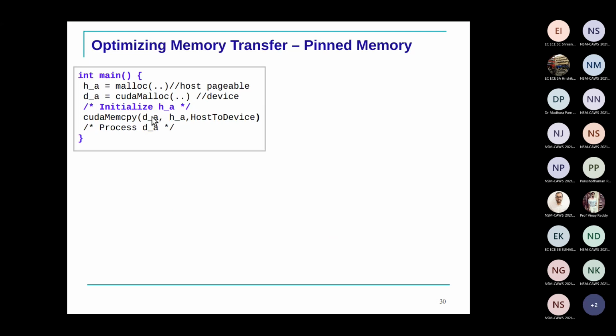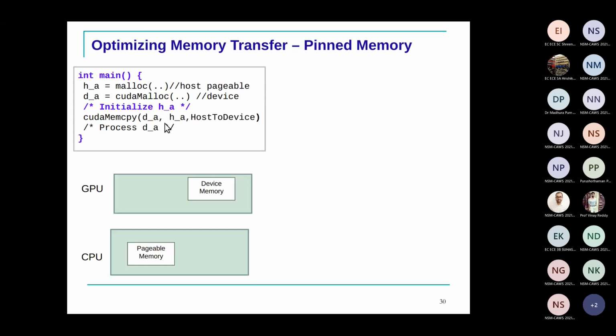Let's say you have a simple program in which you are allocating the data on CPU, and then you are allocating the data on GPU, and then you are initializing the data, and then you're copying the data from CPU to GPU, and then you are performing the computation on GPU. So this is simple CUDA programming, and this is some simple pseudocode corresponding to it. Okay, now let's see what actually happens when you transfer the data.